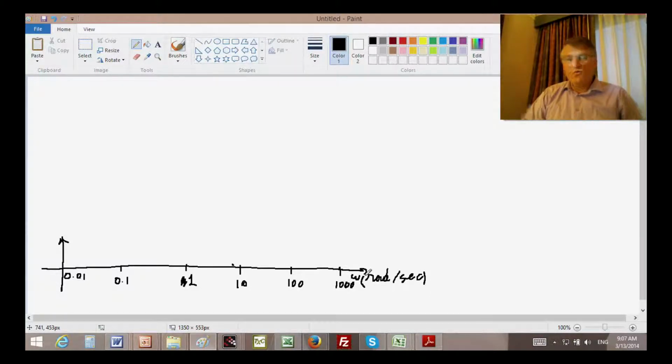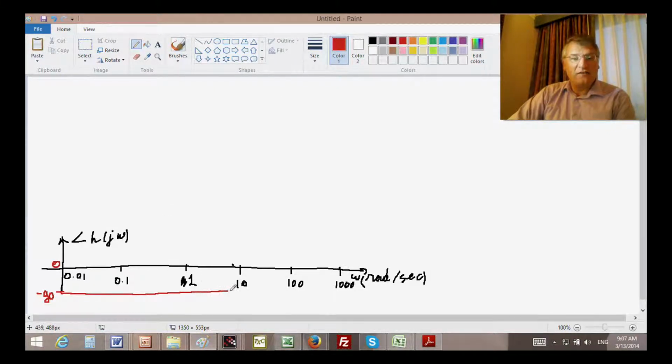So we are plotting the phase of H of j omega versus omega. We have seen that the phase is minus 90 degrees. So I would put 0 here, I will put minus 90 degrees there, in such a way that my phase will simply be a horizontal line here.